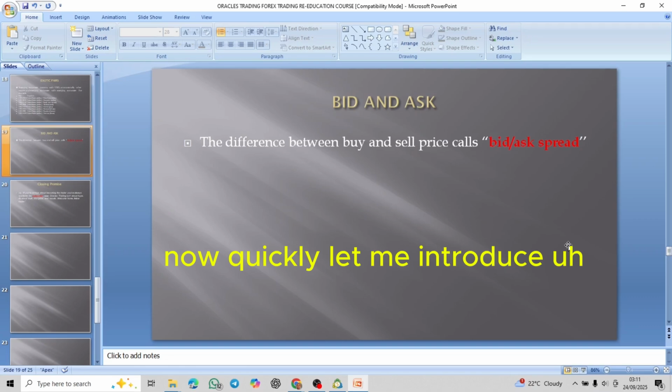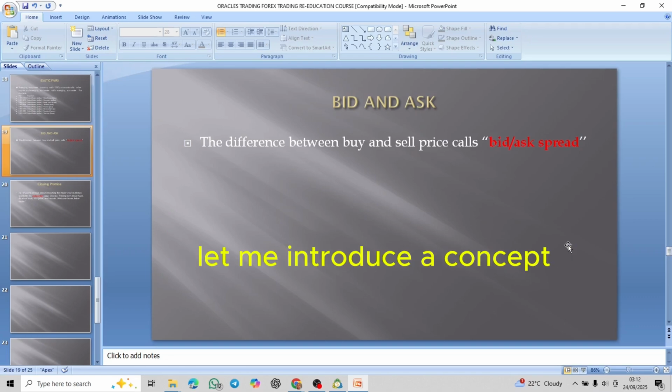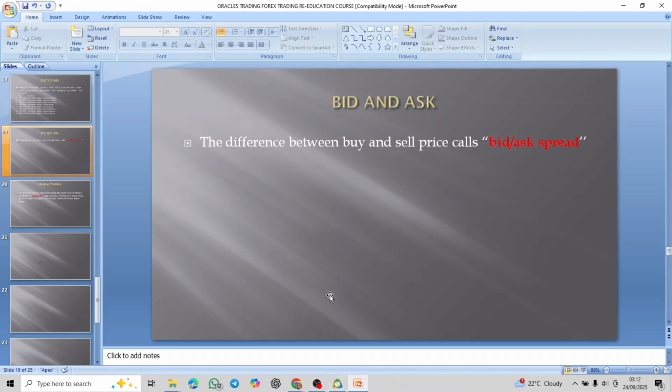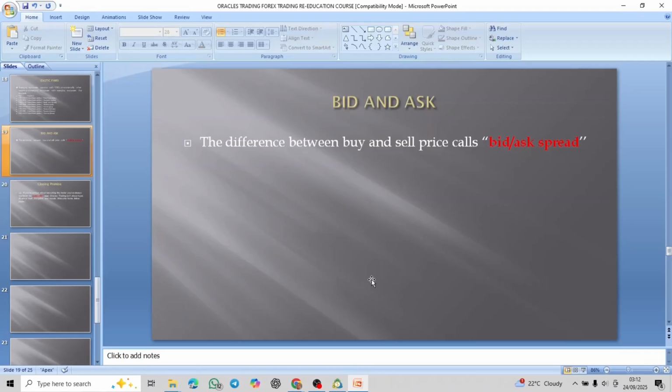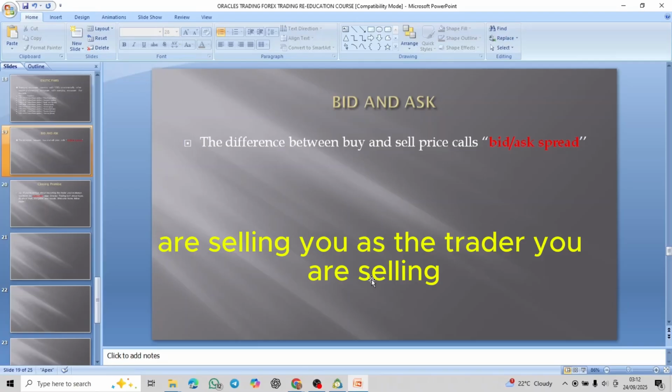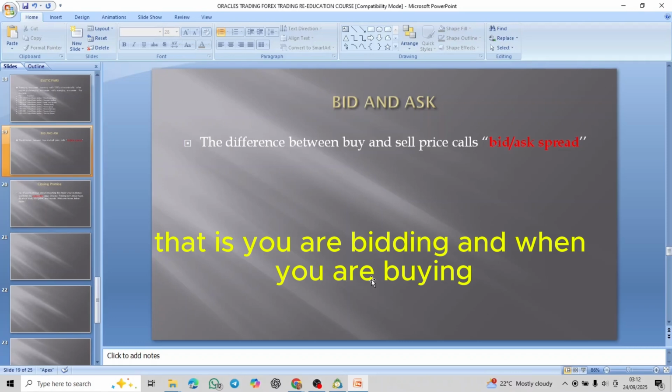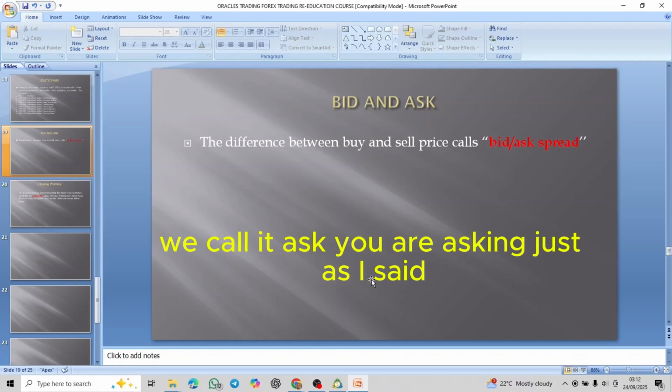Now, quickly, let me introduce a concept to you. We have bid and ask. What is bid and ask? Bid is when you, as the trader, are selling. That is, you are bidding. And when you are buying, we call it ask. You are asking.